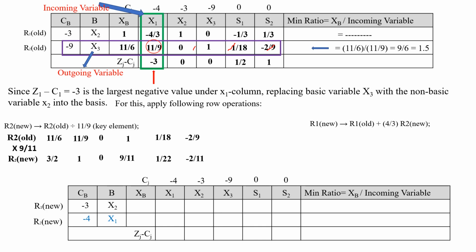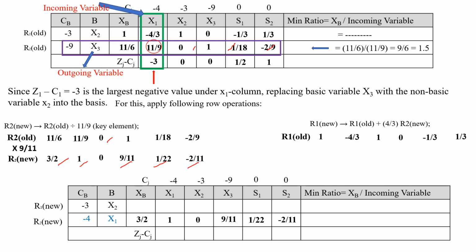So 11 by 6 into 9 by 11, it becomes 3 by 2. Then 11 by 9 into 9 by 11, it is 1. 0 into 9 by 11, it is 0. Then 1 into 9 by 11, it is 9 by 11. Then 1 by 18 into 9 by 11, it is 1 by 22. And minus 2 by 9 into 9 by 11, it is minus 2 by 11. So enter these R2 new values in the second row of the new simplex table.